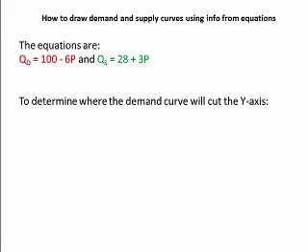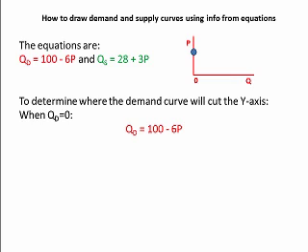To determine where the demand curve will cut the y-axis, this will be everywhere where quantity is equal to 0, because on the vertical axis, the y-axis, quantity is equal to 0. So we're going to assume that quantity demanded is equal to 0. That is our equation for the demand curve. Quantity demanded equals 100 minus 6p. We're going to replace the quantity demanded with 0.